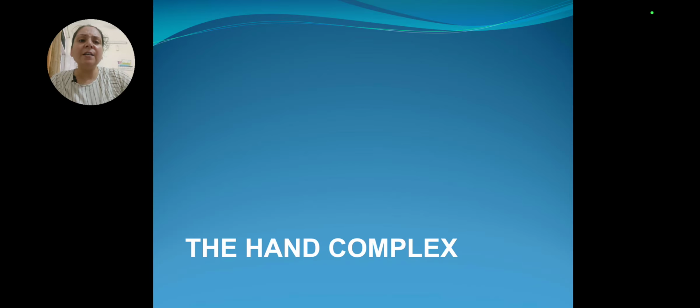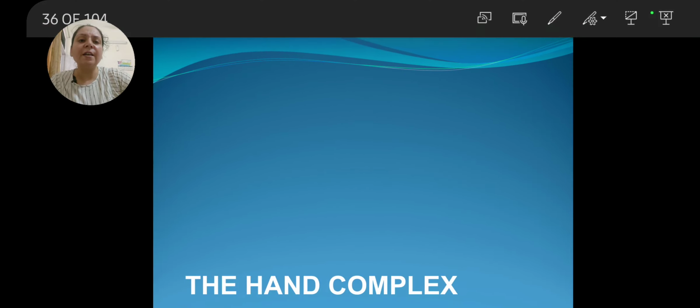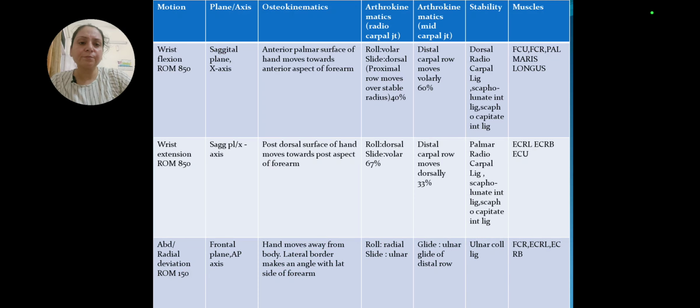that angle goes up to 45 degrees. And okay, you are not able to see the slide. I will share the slide again. Fine. Here the rolling is taking place on the ulnar side, whereas the gliding is taking place on the radial side in ulnar deviation, and again the gliding is taking place on the ulnar side at the mid-carpal joint also. The radial collateral ligament is stabilizing the joint, and the extensor carpi ulnaris and flexor carpi ulnaris are the muscles responsible for this motion.